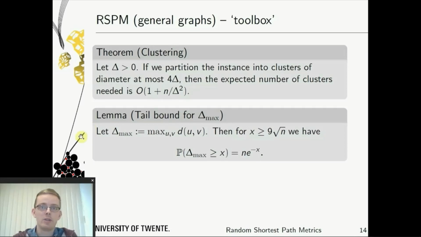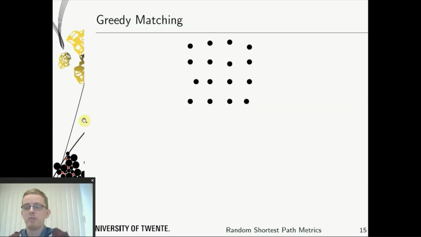And additionally, we also needed to make precise the idea that in our model very long edges only exist with a ridiculously low probability. And with these tools in our toolbox, we're ready to go to the main proofs, where we will be focusing on the greedy matching algorithm that iteratively adds a connection between the two closest unmatched vertices, as you can see happening here.